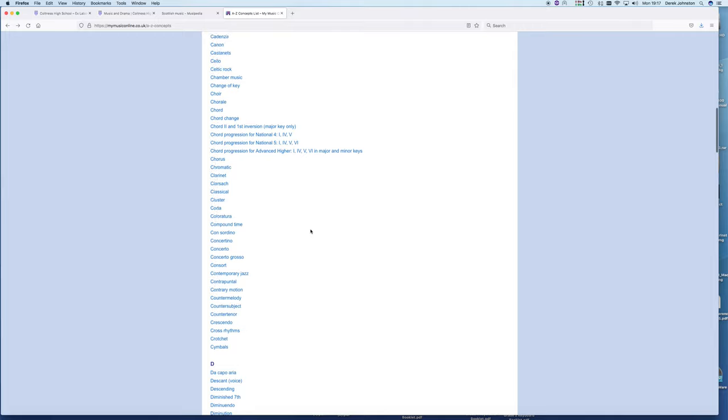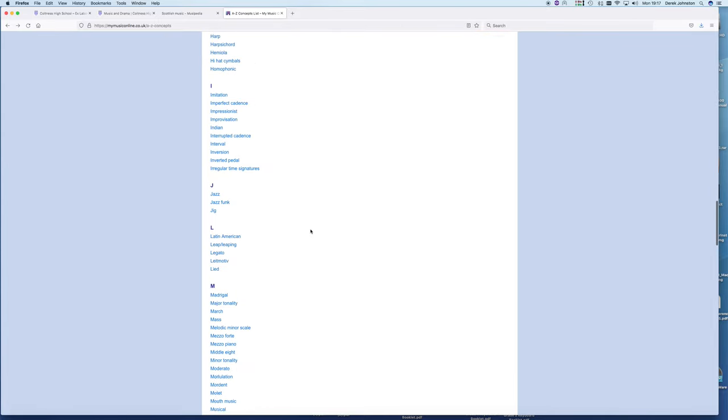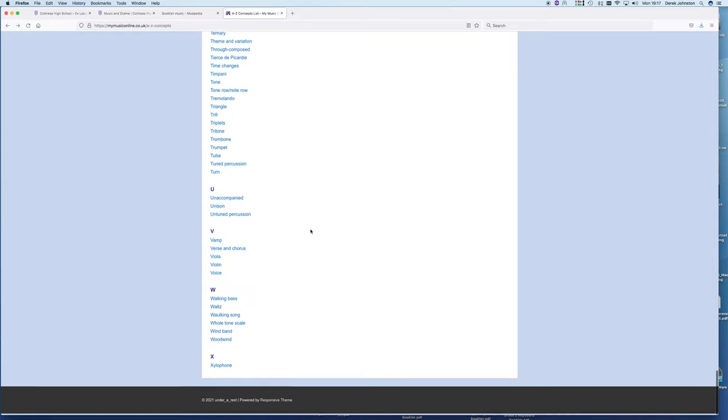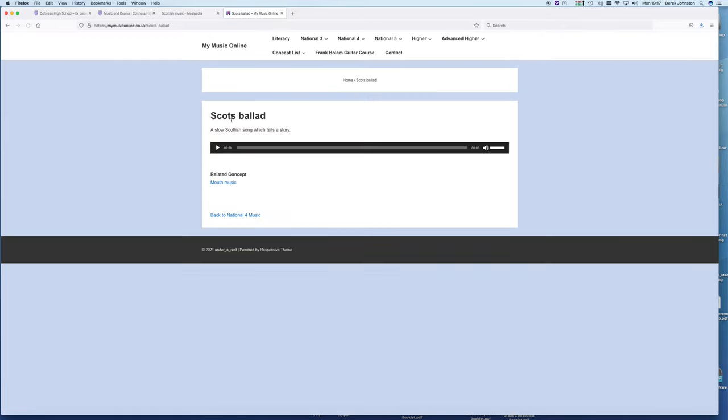The other one was Scots Ballad, which is just basically a normal Scottish song. In fact, Flower of Scotland is a Scots ballad. Oh, Flower of Scotland. Okay, a slow Scottish song which tells a story.